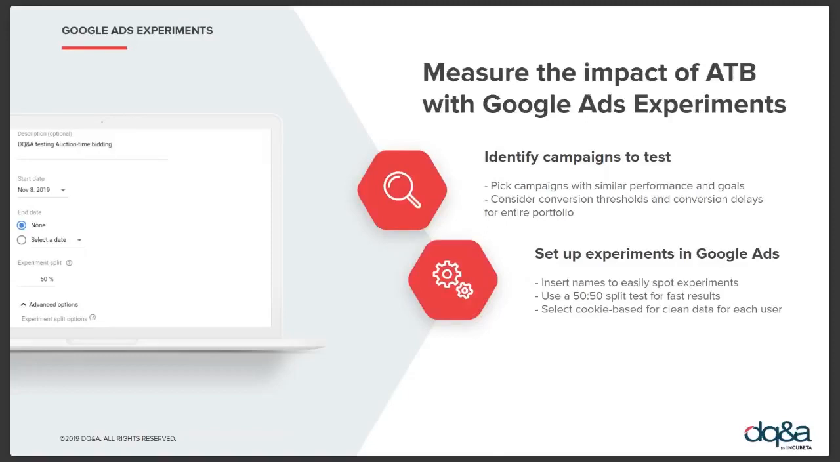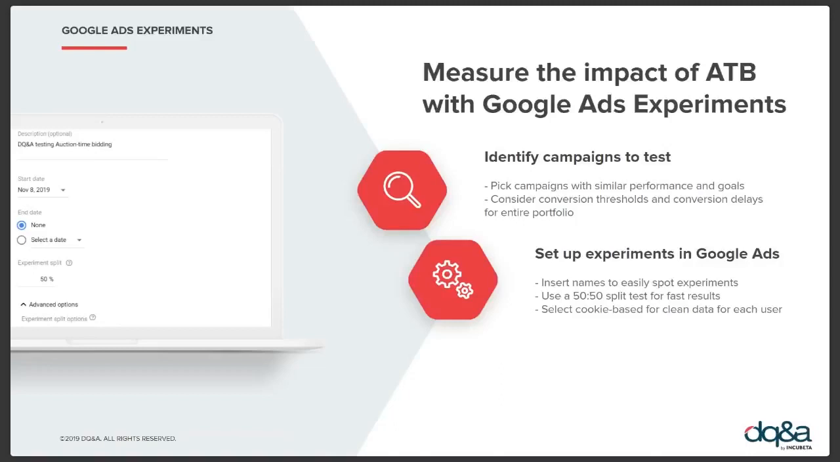We'd suggest considering a naming convention to spot experiments easily amongst your other campaigns. You can use a 50-50 split test for fast results, and we'd suggest selecting cookie-based for clean data for each user. Here you'd have two options.